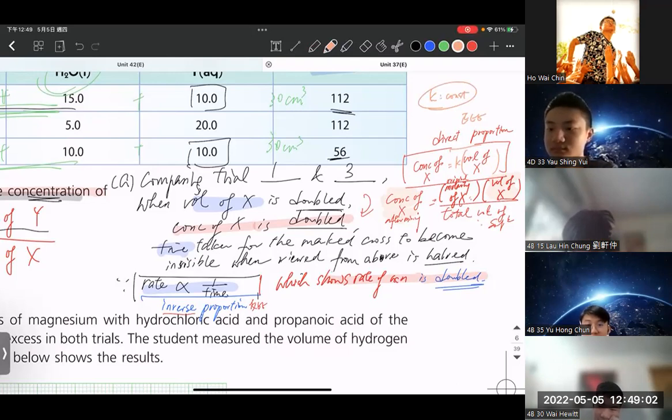So you may see that where the volume of X is double, the concentration of X is double. So this is direct proportion. You understand? Which means that if the volume of X is 3 times larger, the concentration of X should be 3 times larger. Can you get my point? If the volume of X is 10 times larger, the concentration of X should be 10 times more concentrated. We will call that direct proportion.